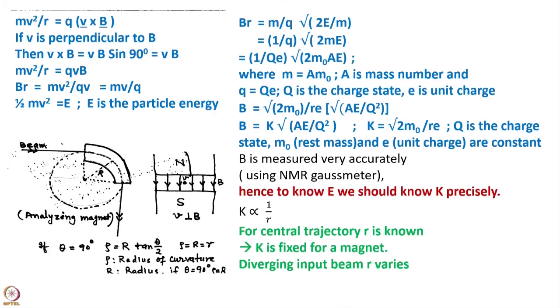You know the charge state, you know the mass number, then the energy of that particle can be known very accurately. Now here the energy will be accurate if B is accurate. But B is measured very accurately using an NMR Gauss meter. The NMR Gauss meter accuracy is of a very high order, and therefore B is known very accurately. Hence, to know the energy of the particle, we should know precisely what K is. We know B very carefully. So if you want to know E very accurately, then we should know the K value. So initially, we should know the K value of that magnet.